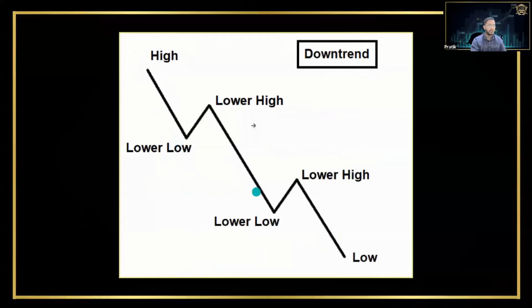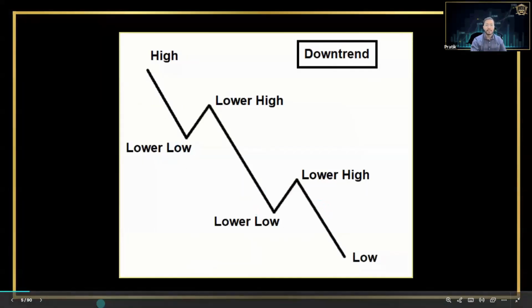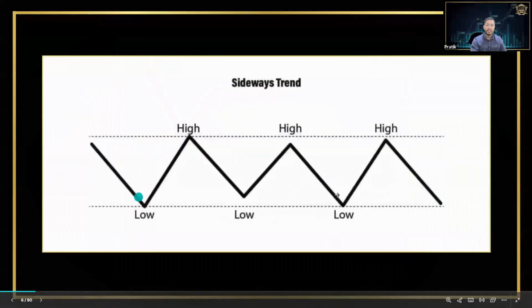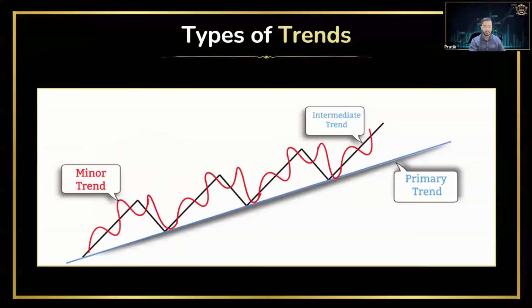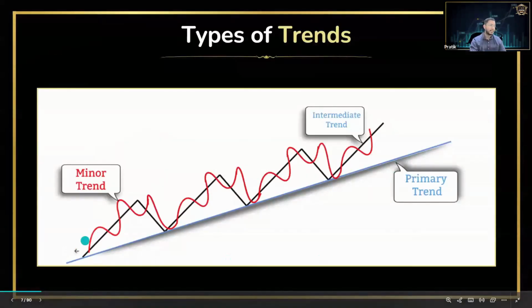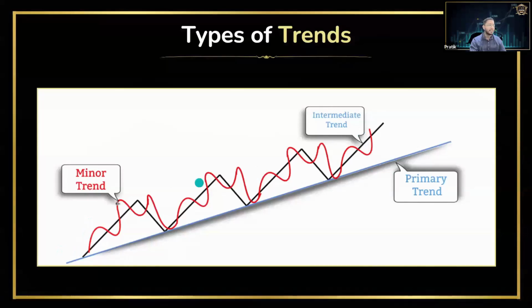Lower lows, lower highs. Then we have the sideways market. Are all three parts clear, everyone? Bullish market, uptrend, downtrend, and sideways trend. Now there are three types of trend: primary trend, intermediate trend, and minor trend.